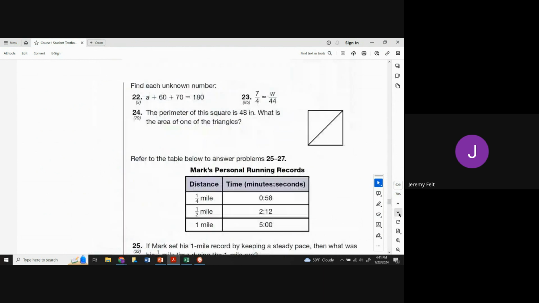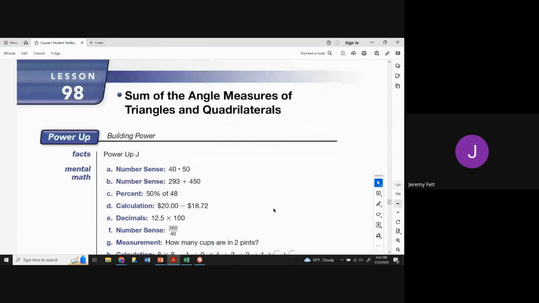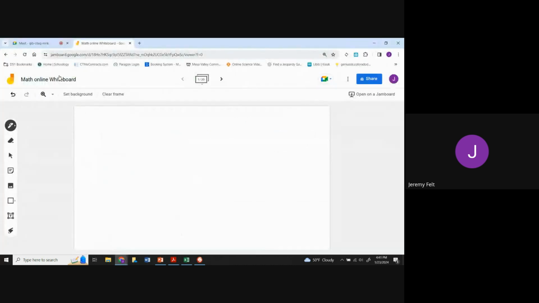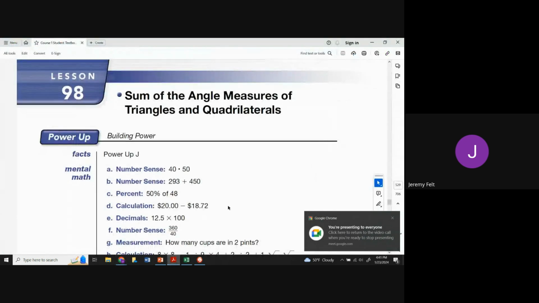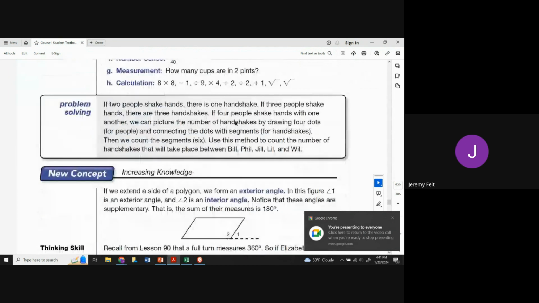We'll do this practice set together. Okay, so lesson 98, we're looking at the sum of angle measurements of triangles and quadrilaterals.